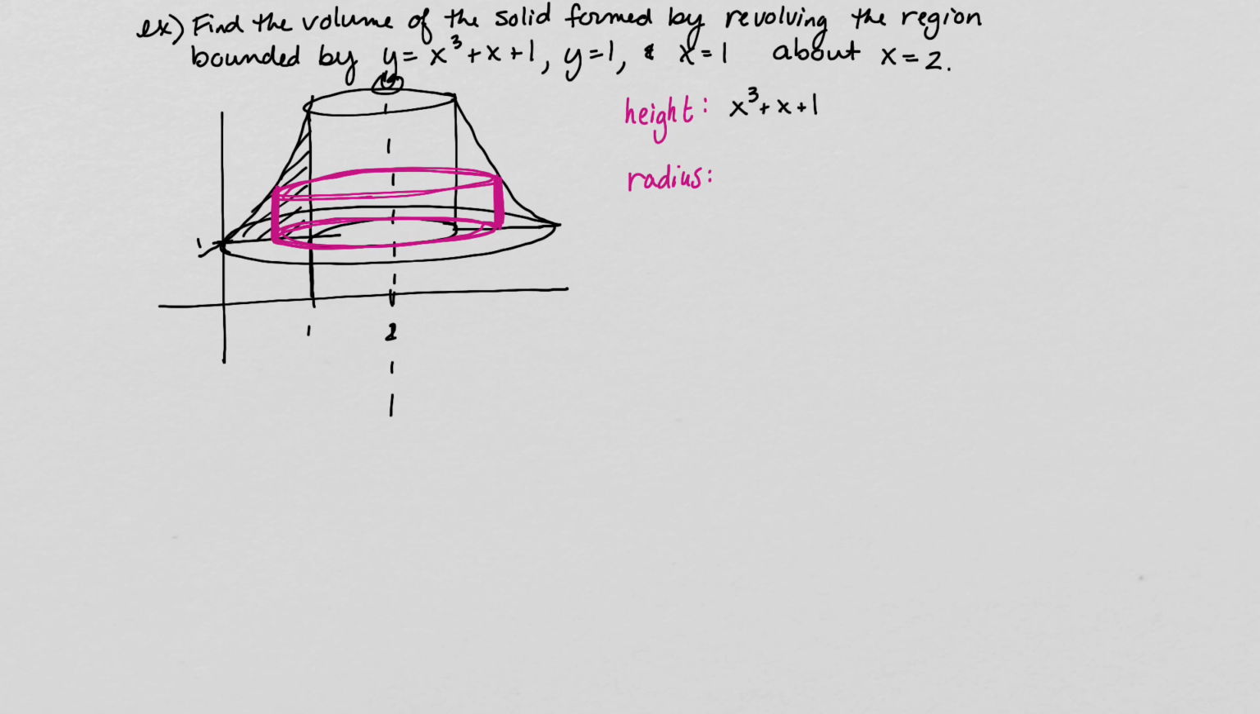But then the height, just like in my last problem, doesn't go all the way down to the axis. Where is the bottom of the height? Yeah, the bottom of the height is on 1. So the height is going to be the function minus 1. So our height is going to end up being x cubed plus x. Now the radius starts at 2 and goes all the way out here.